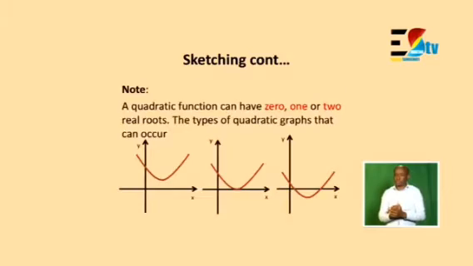So I want you to notice something, dear learners at home. A quadratic function can have 0, 1, or 2 real roots. In short, we are saying the graph cannot intersect the x-axis, like in our example here, or can intersect the x-axis at one point or at 2 distinct points. It can happen, dear learners. When you practice, you will see that you can have those 3 conditions.